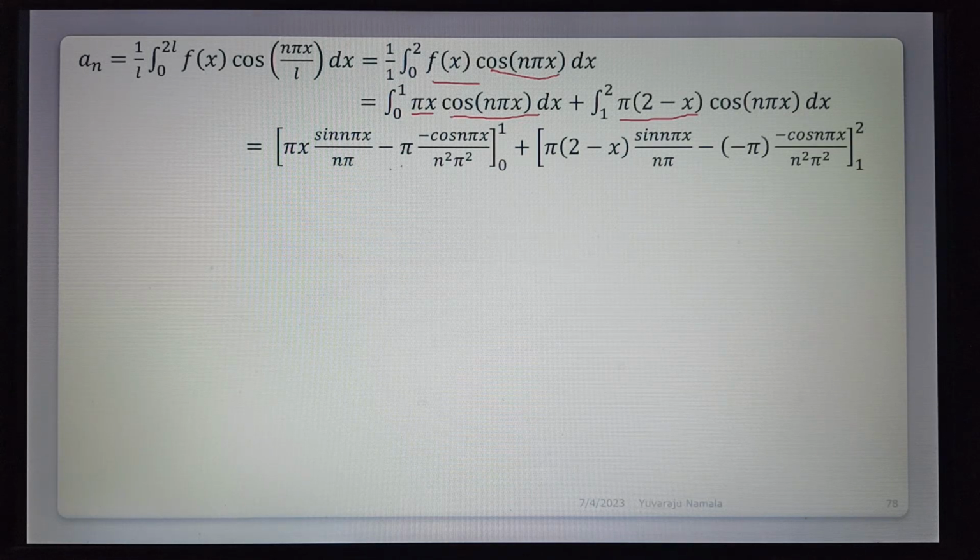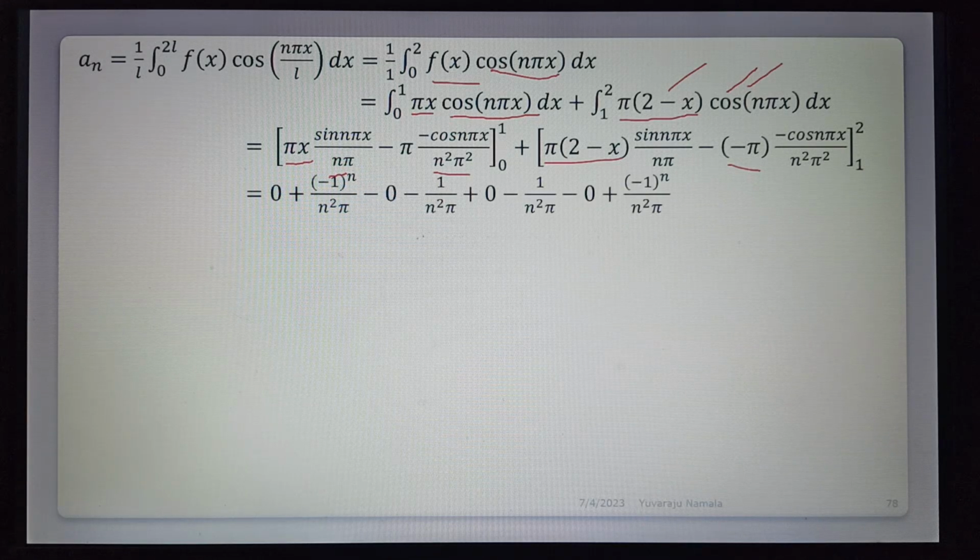So that is equal to, by parts method, pi x into integration of cos, sin n pi x by n pi, minus derivative of pi x, that is pi. So pi is a constant, 2 times integration of cos, minus cos n pi x by n square pi square, limits 0 to 1. Second one, pi into 2 minus x cos n pi x. This is u, this is v. So u into pi into 2 minus x into integration of cos, sin n pi x by n pi, minus pi into 2 minus x derivative, minus 1 and minus pi. This is a constant, cos 2 times integration minus cos n pi x by n square pi square.